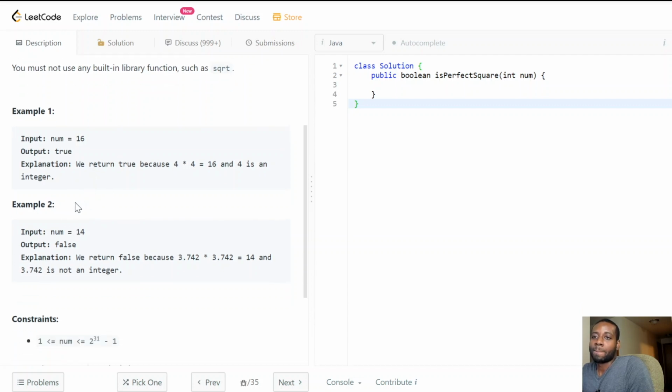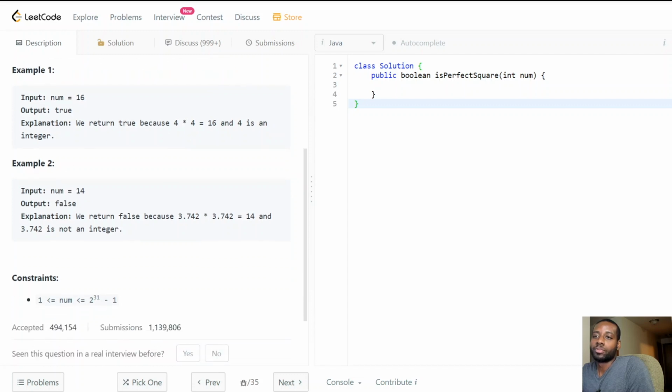So we see that 16 is true, because we found that 4 multiplied with itself equals 16. Because we found a number that fit that criteria, we return true. Just like this one, 14, we didn't find any integer. We did find some kind of a decimal, but it's not an integer, so we returned false as the answer, because there does not exist an integer that fits that criteria.